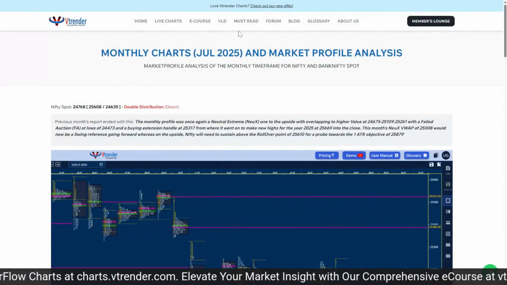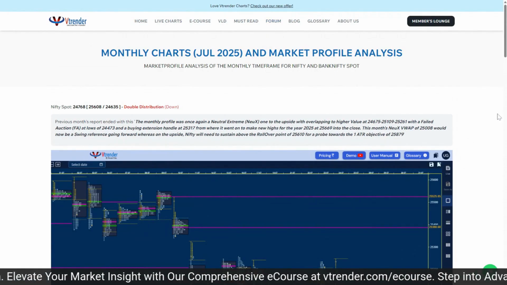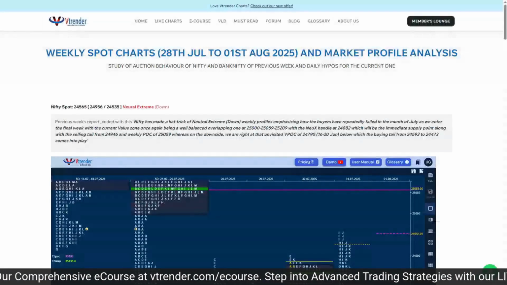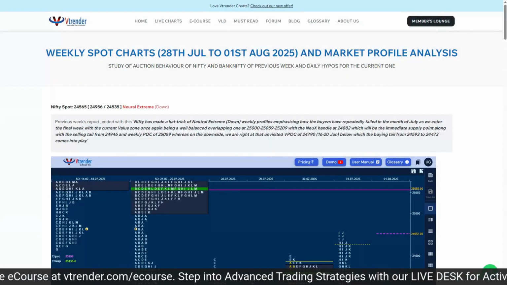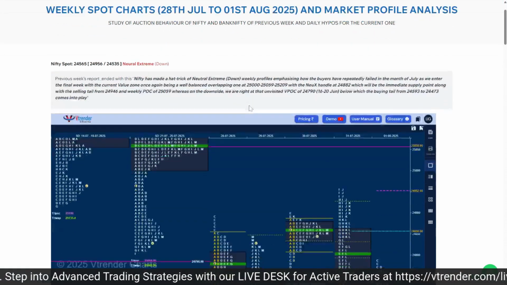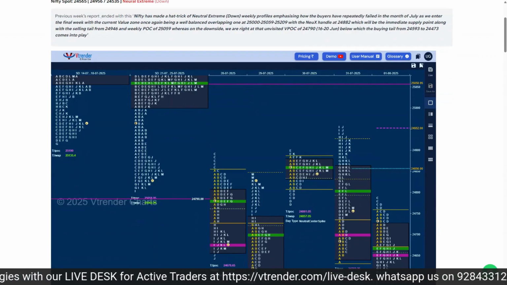And all of these posts are available in the forum section, and we then cut it down to the weekly chart. So monthly, we know what the three important references are in both Nifty as well as Bank Nifty. Then we cut it down to the weekly chart and we see what Nifty has done on the weekly time frame. So what have we done on the weekly time frame?